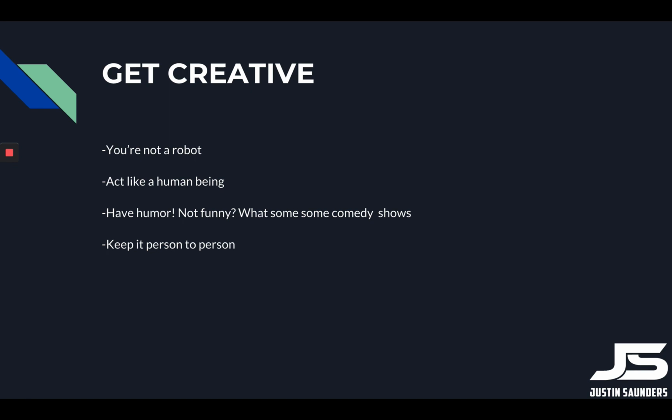Now, lastly, you guys, get creative. You're not a robot. Act like a human being. Have some humor. If you're not funny, well, guess what? You can learn to be funny. Go watch some comedian shows. Go watch something funny. Go on YouTube and find some funny stuff. It will help you be more funny. And the whole thing is, you're not a robot. Keep it person to person. We're all human beings here. If you can relate to someone, people buy from people they like. So keep that in mind. And if you can get them to like you and buy from you, it's a lot easier.